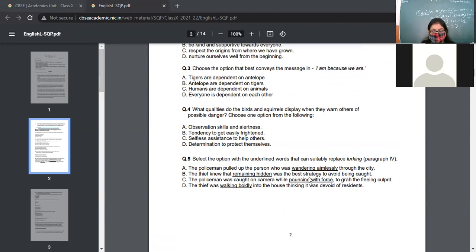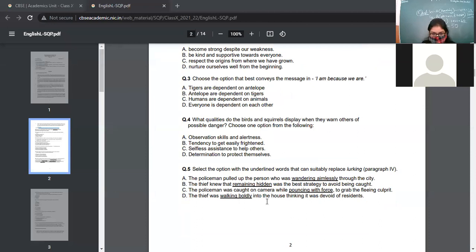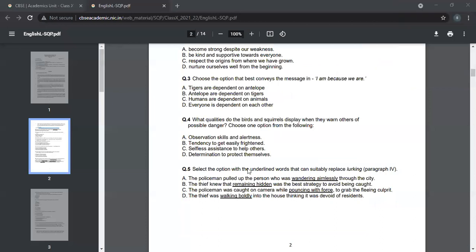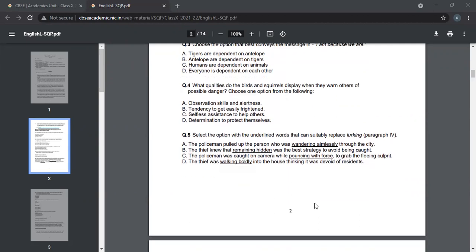Then they have given underlined words in A B C D. Underlined words that can suitably replace the word lurking. Lurking. So vocabulary should be good. The options are wandering aimlessly, remaining hidden, pouncing with force, walking boldly. First option is the answer? You are correct. Lurking is wandering aimlessly.